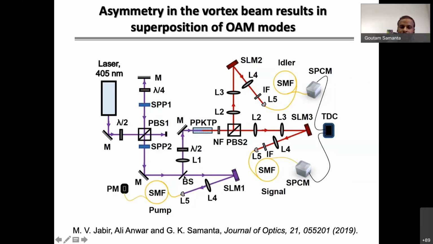Then some part of the pump beam passes through a nonlinear crystal, producing single photon pairs in a type 2 configuration, and then we are splitting them into two arms. One is signal, another one is idler.